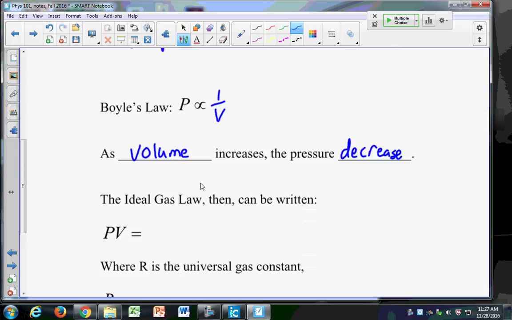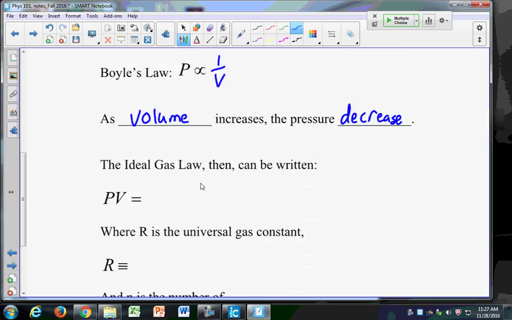So if I put these two together, the ideal gas law is written like this. PV is proportional to T, and it's actually equal to nRT. I've added in two extra terms here, the n and the R, but PV proportional to T comes from Charles' and Boyle's law. Here R is the universal gas constant, 8.314, in joules per mole Kelvin.